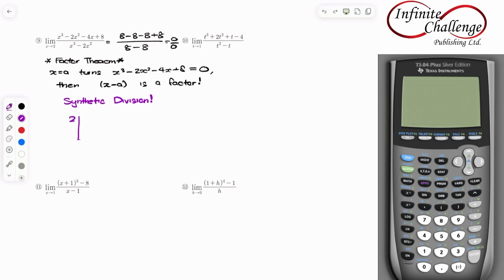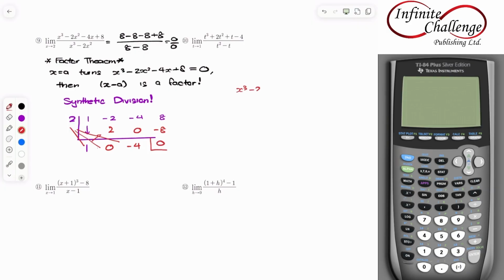Starting with the 2 on the leftmost side, then I'm going to write down all the coefficients of the polynomial that we're dividing by x minus 2. In this case, it's going to be 1, negative 2, negative 4, and 8. First step, the 1 just drops down, and 2 times 1 is going to be equal to 2. Add those up, it becomes 0, times 2 again becomes 0. 0 plus negative 4 becomes negative 4. And last but not least, 2 times negative 4 equals negative 8. And add those up, and phew, I get a remainder of 0.